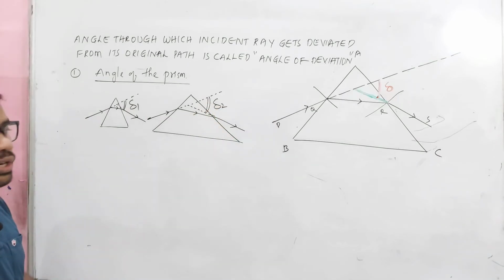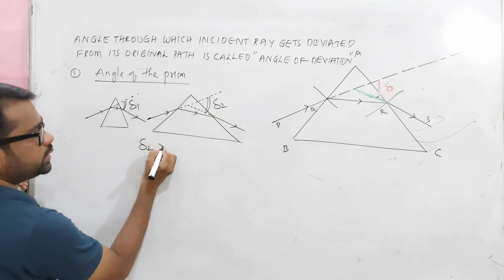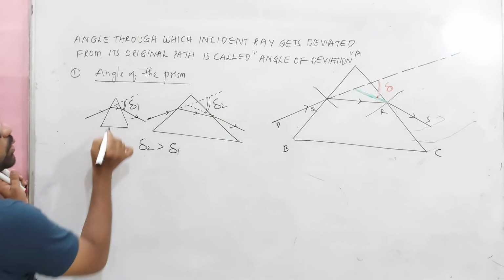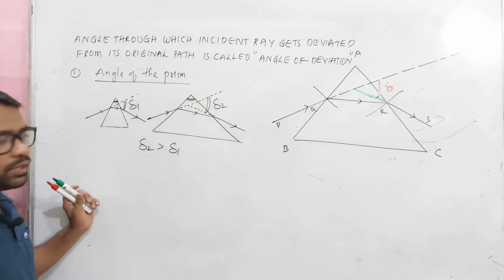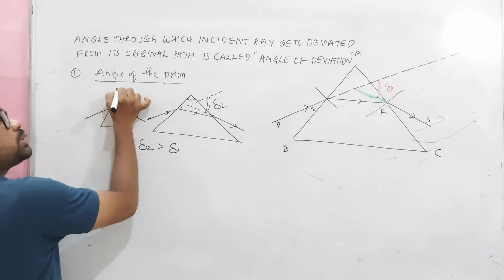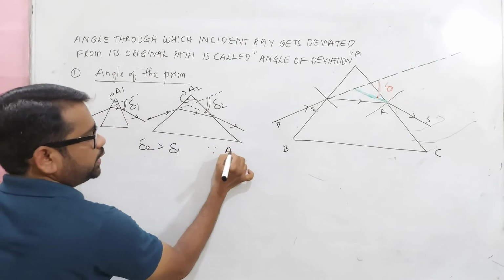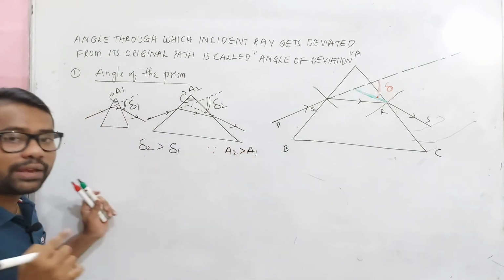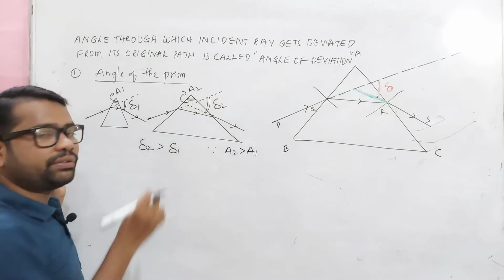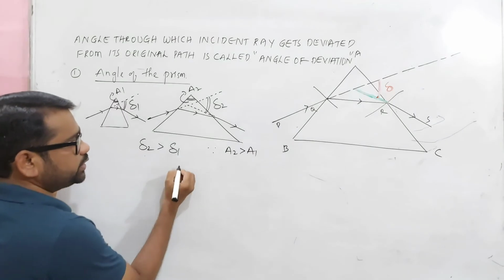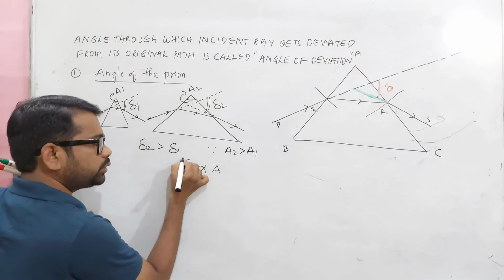So this is delta 1 and this will be delta 2. You can notice, dear children, that here delta 2 is greater than delta 1. What is the reason? Just notice that here the angle of the prism is small, here the angle of the prism is more. Let us say this angle of prism is A1 and here the angle of prism is A2. Since A2 is greater than A1, we can notice that the more the angle of the prism, the more the angle of deviation for a given material. So we can conclude that the angle of deviation is proportional to the angle of the prism.